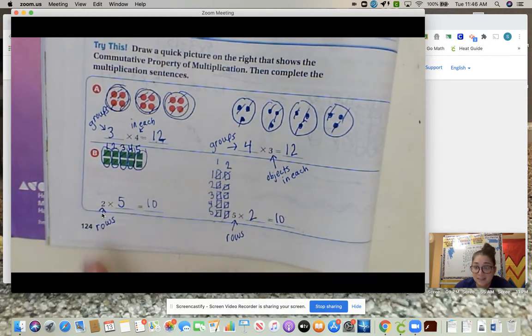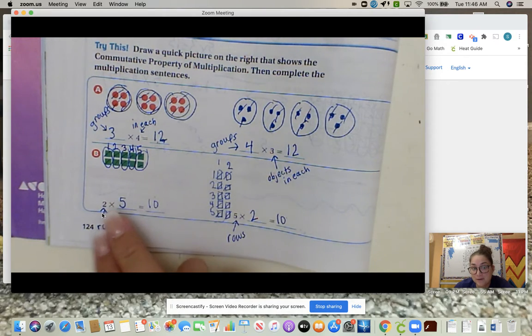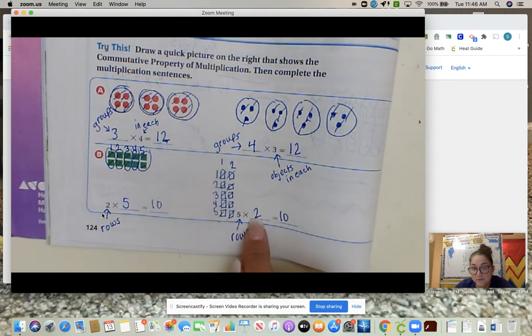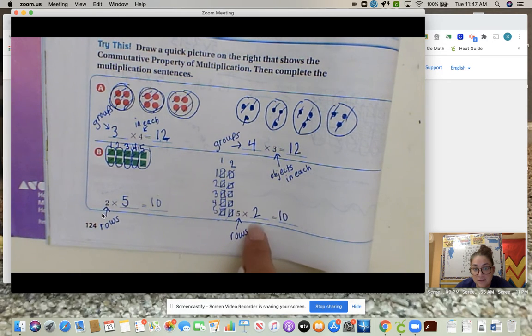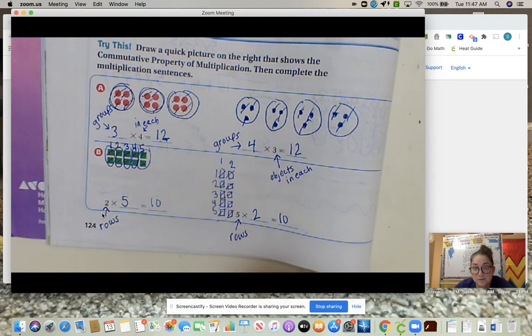Now over here. All right, let's flip it. Commutative property of 2 times 5 is 5 times 2. So draw your 5 rows, 1, 2, 3, 4, 5. And now your 2 columns, 1, 2. Add up all the boxes, you get 10. I want you to try, pause please, and do page 125.